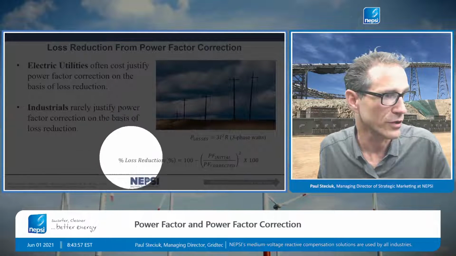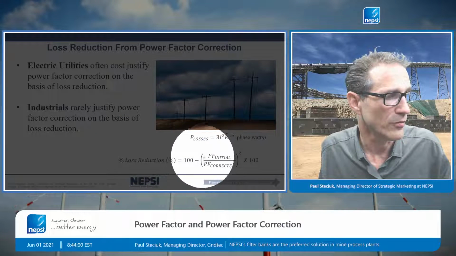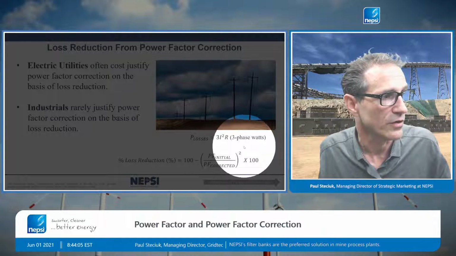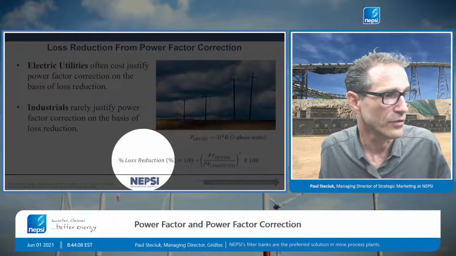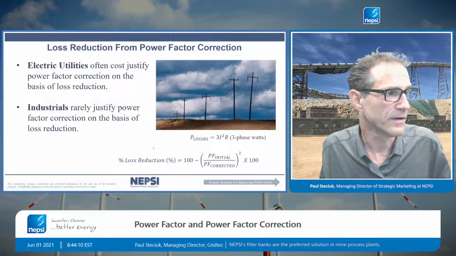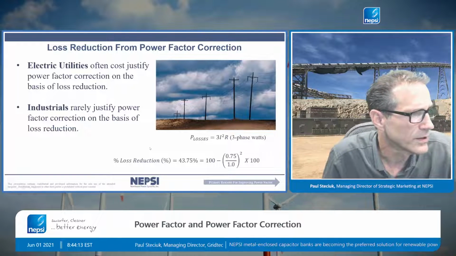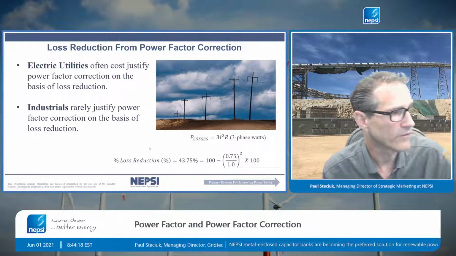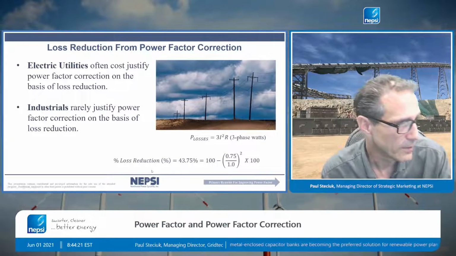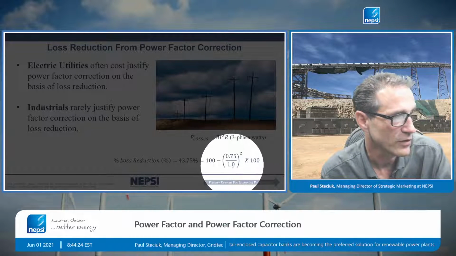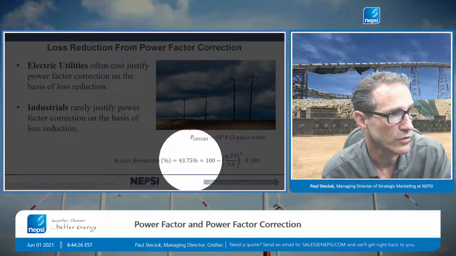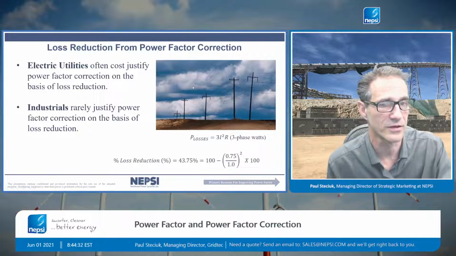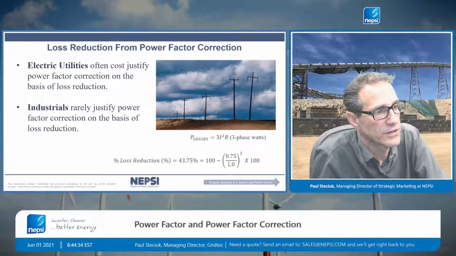So a percent loss reduction formula here is 100 minus the power factor initial divided by the power factor corrected, squared, times 100. So you come up with your percent loss reduction here. And I think I do an example. Here you can see if we go from a power factor of 0.75 to a power factor of 1.0, we can reduce our losses in the distribution line by 43%. So it's a pretty significant amount of loss reduction that you can get.